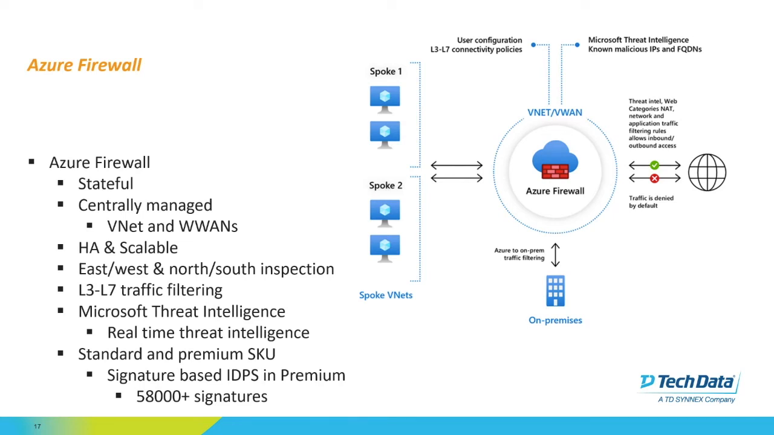It is highly available by default. It is scalable. You can scale it automatically or manually if you want to. And there are also two SKUs of it. You have the possibility to use a standard SKU and a premium SKU. And the premium SKU does have, among other things, signature-based intrusion protection systems, with a whole bunch of signatures to go for. And of course, like any other decent firewall, it does have north-south and east-west traffic inspection. So yeah, that's quickly about the firewall.